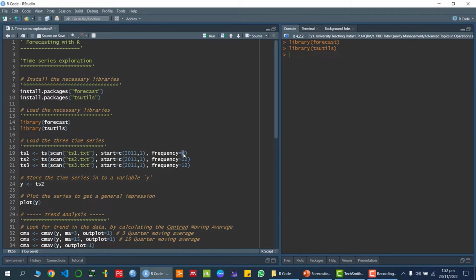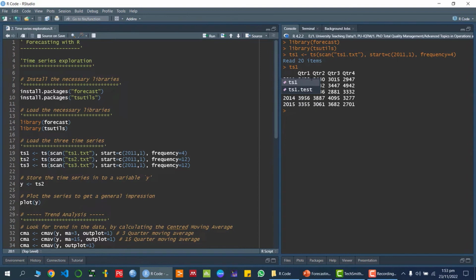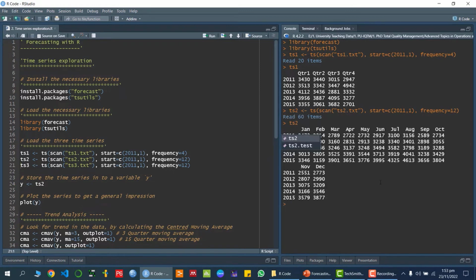If I'm writing down 12, then I'm considering it as monthly data, okay. So if this is TS1, as you can see, we have the yearly data in terms of quarter wise, okay. Similarly, we have the TS2 data, okay. Then over here we have the monthly data, okay. So this is the monthly data we have.